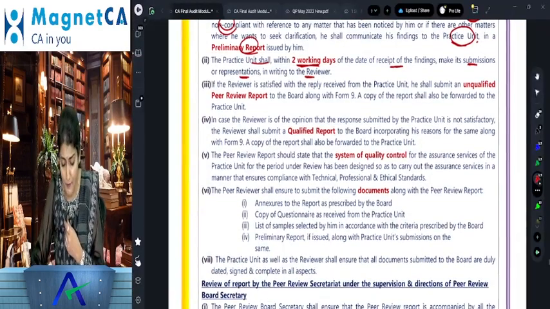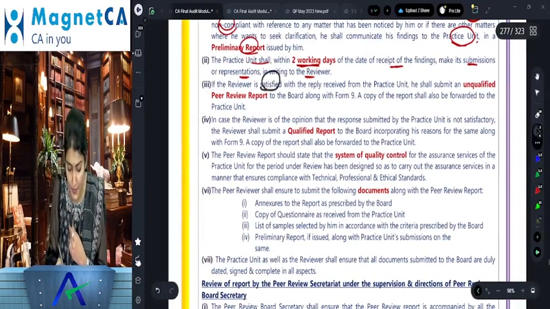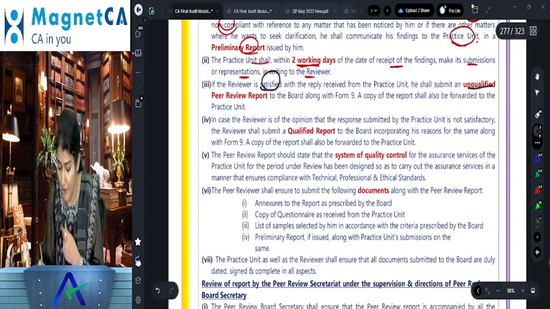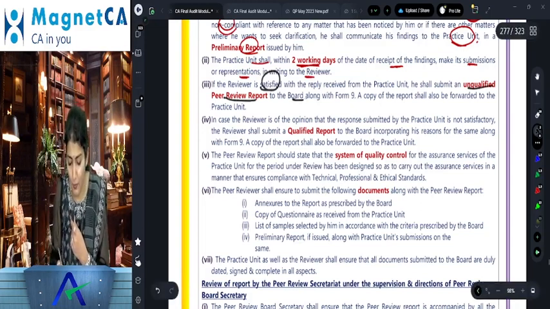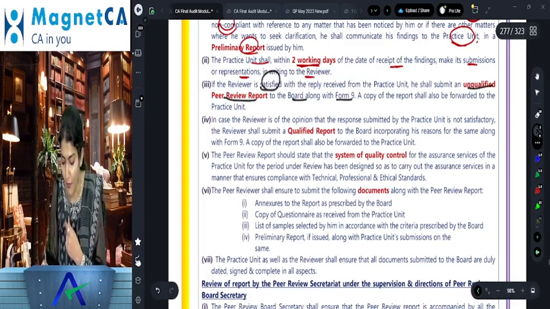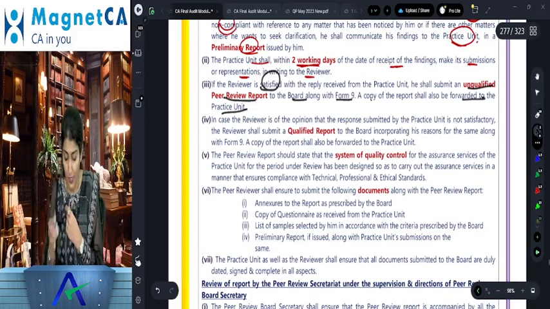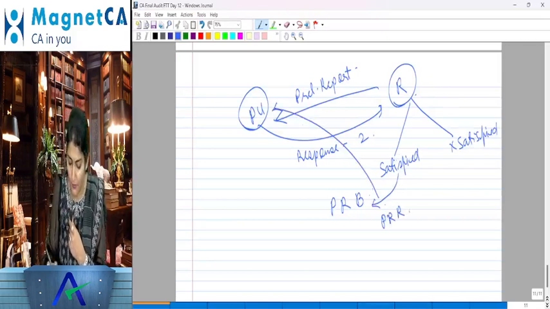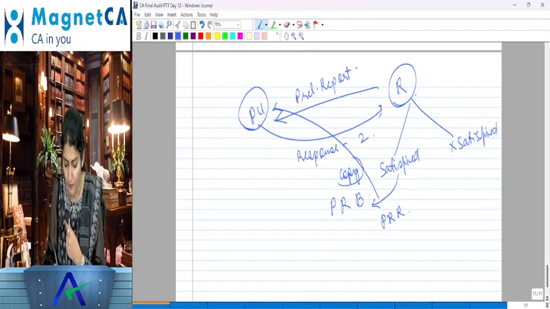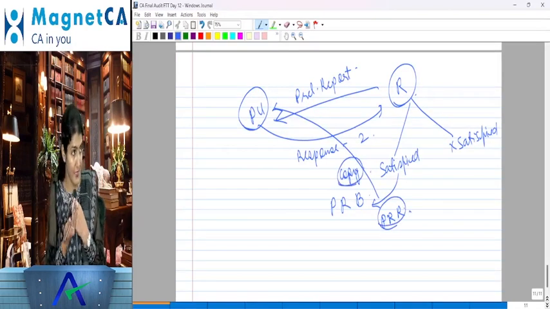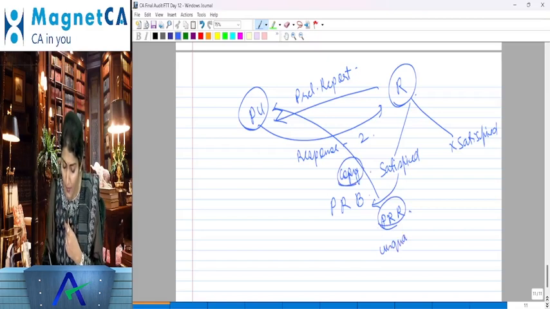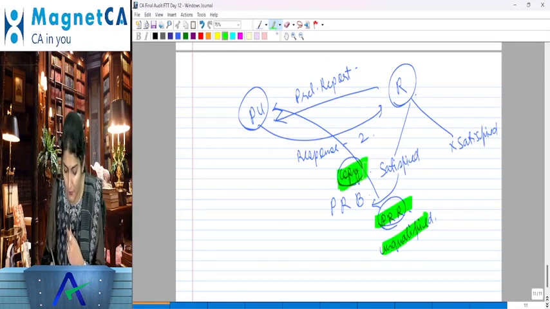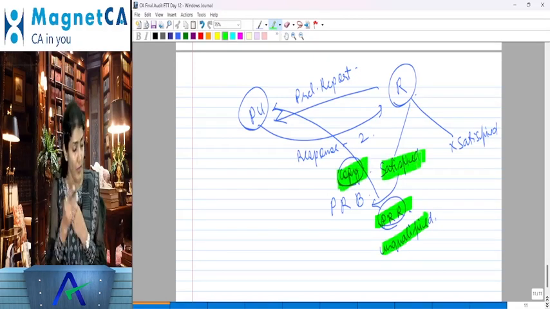If the reviewer is satisfied, are you seeing it over here? If the reviewer is satisfied with the reply received from the practice unit, he will submit an unqualified peer review report to the board along with form 9, and a copy of the report will be sent to the practice unit. So if he is satisfied with the responses, he will issue the peer review report and also a copy of the report will be sent to the practice unit. He will issue an unqualified peer review report if he is satisfied with the responses, and also a copy of the report will be sent to the practice unit.